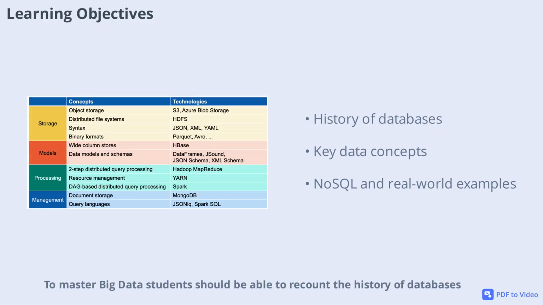To master big data, students should be able to recount the history of databases, explain key concepts like data independence, and distinguish between data, information, and knowledge. Familiarity with the main data shapes, standard prefixes, and the three Vs is essential. Understanding the differences between NoSQL technologies and being able to cite real-world examples of massive data use rounds out a solid foundation for further study.